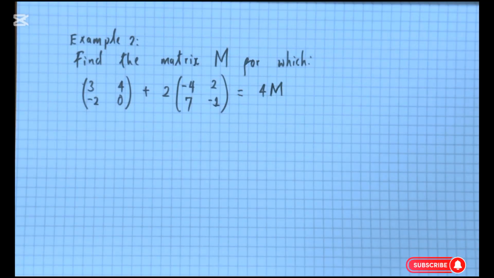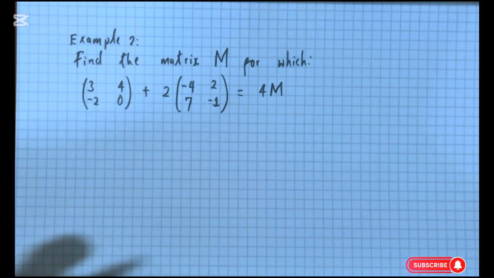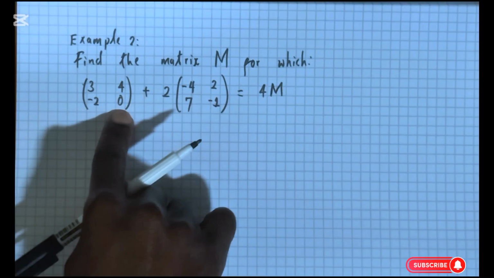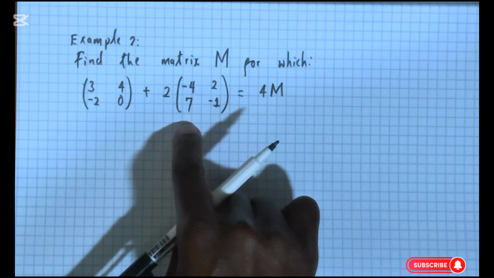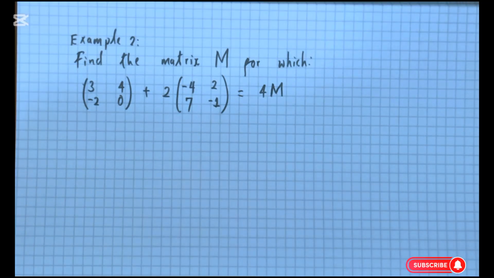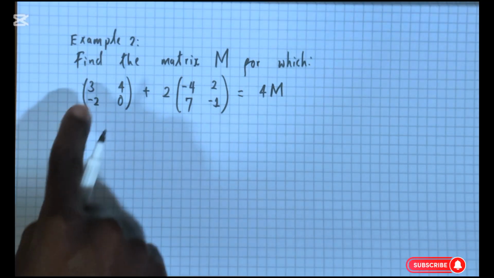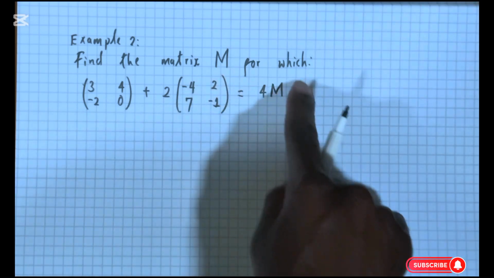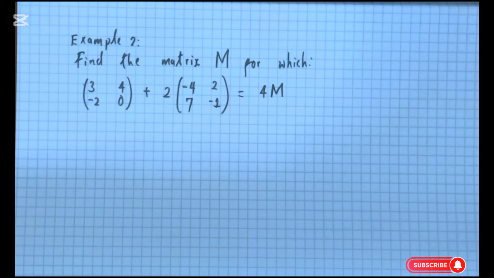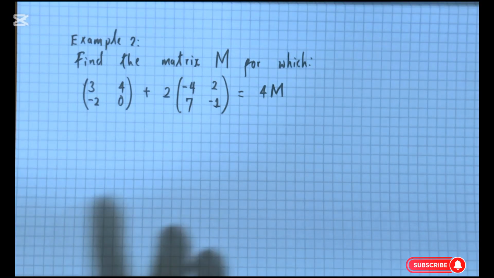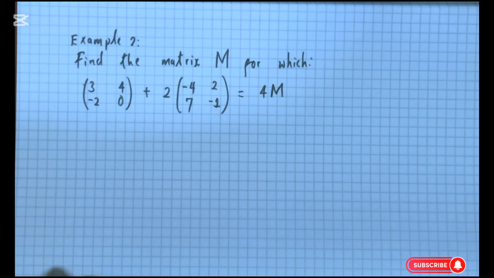All right, so for our last example, we have the matrix [3, 4; -2, 0] plus 2 times [-4, 2; 7, -1], giving us 4M. And so we're supposed to find the matrix M in this particular equation. So what should be the matrix M here? This is going to be easy. We're going to solve whatever is on the left-hand side first, and then equate that to our equation, and then find what that matrix will be.